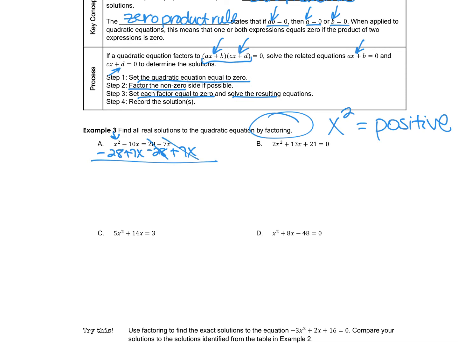Make sure you put it in standard form, so x squared first. Notice we can combine the x's. That's going to be a negative 3x, and then minus 28 equals 0.